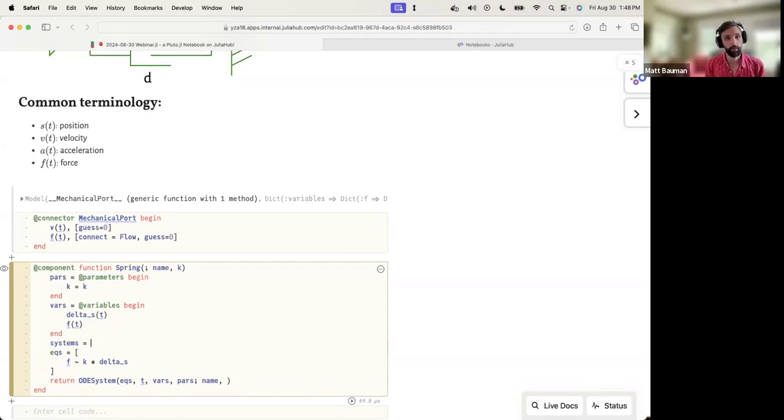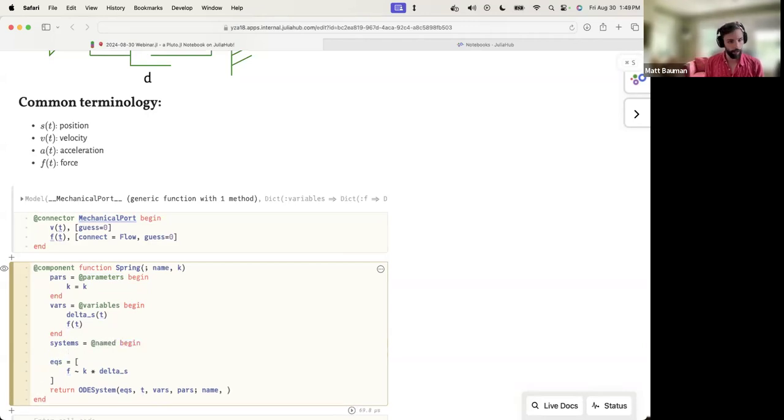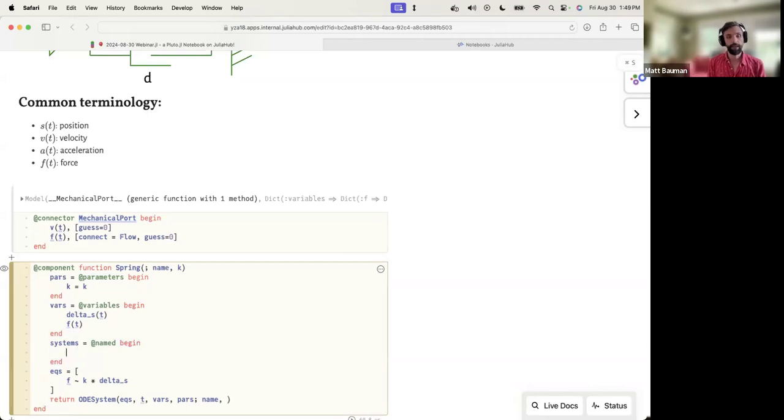And this is a block here that we can do somewhat similar to variables and parameters, but all we need to do in this case is make sure that these are named components. So just like before, we do a named begin end, and just like I was describing earlier, make sure that the names that we happen to assign to these systems are introspectable by the system itself. And let's call the two sides of our spring flanges, a nice word.